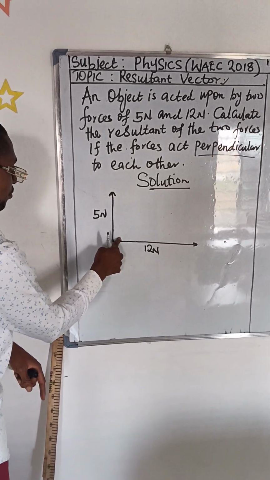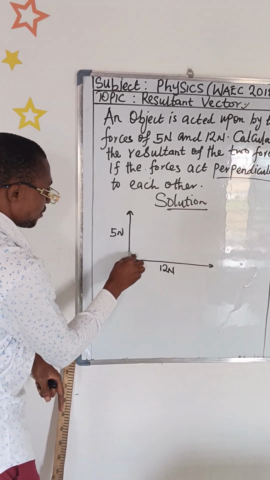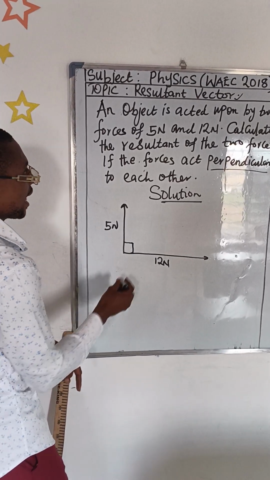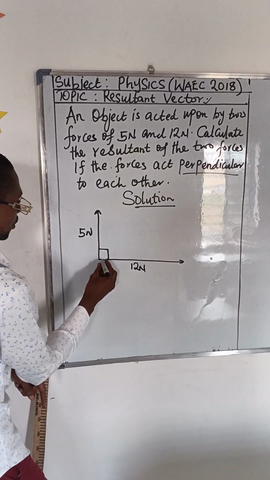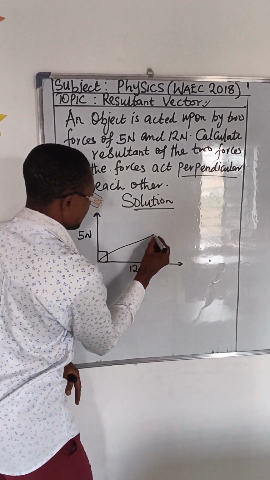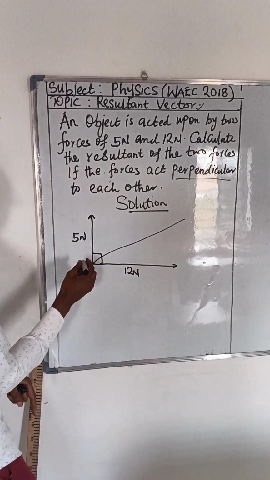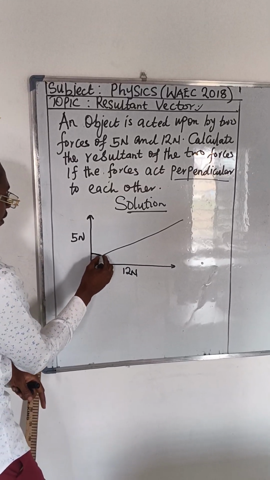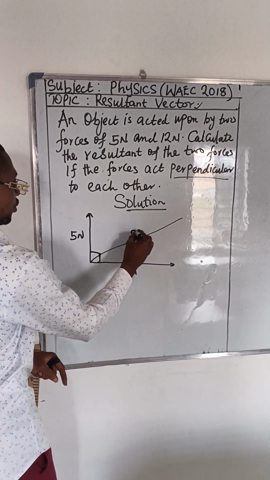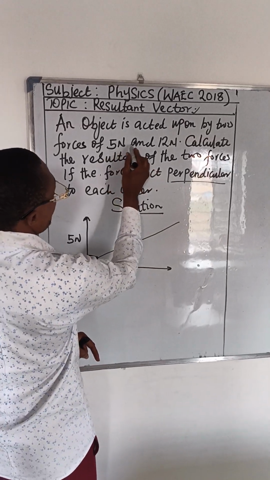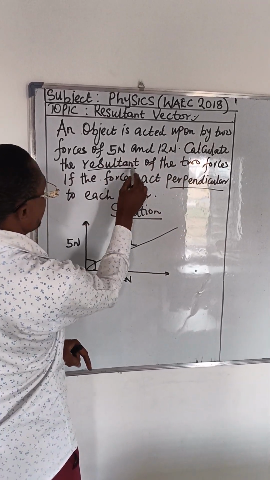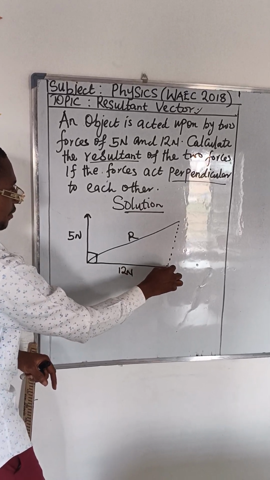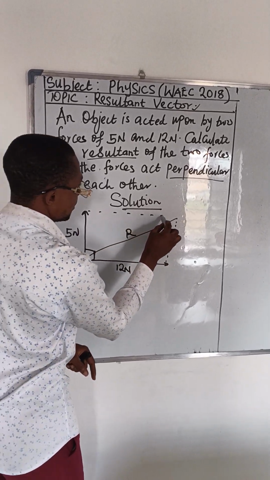So if I have the resultant force, it will go like this. Don't mind my drawing. One force will go like this. This is called the resultant force, because that is what they ask us to find, the resultant force. So I can join this one like this. I can join this one like this.